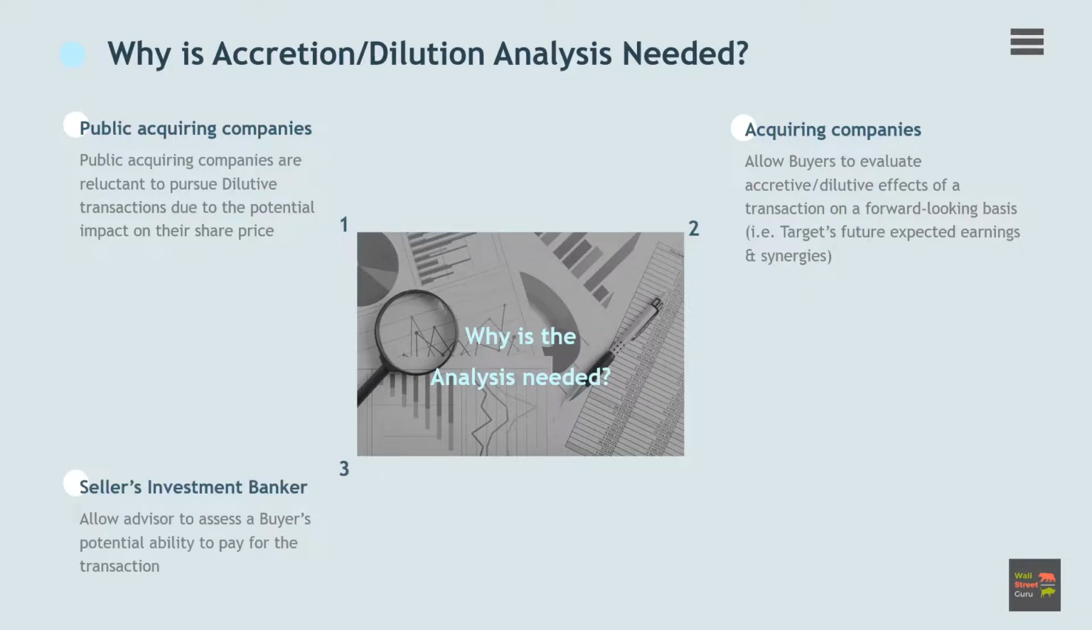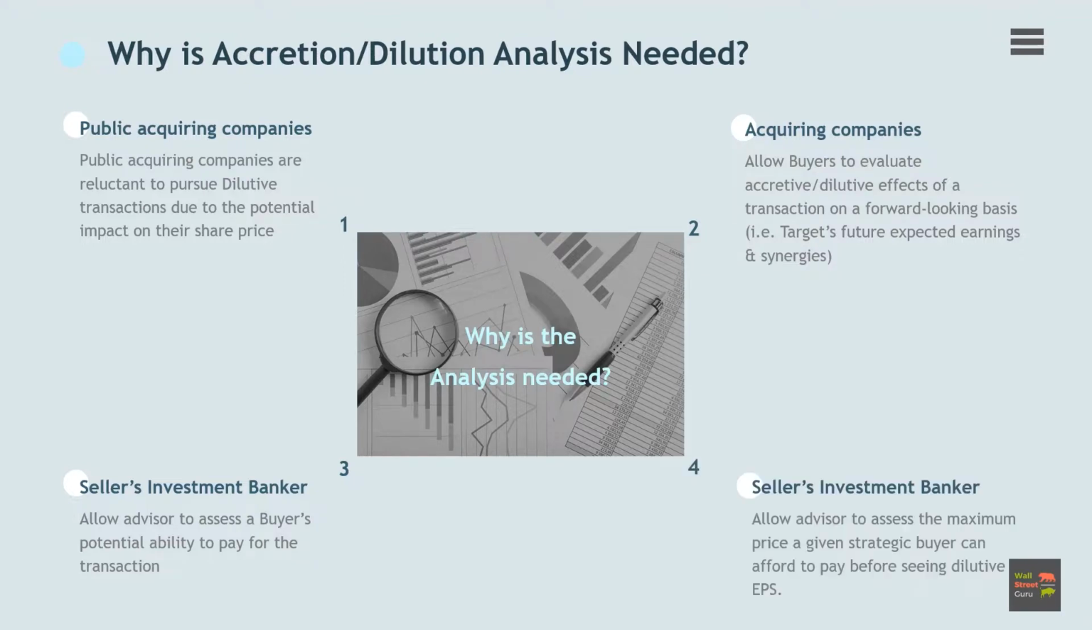From the seller's investment bank advisory perspective, the banker typically performs accretion dilution analysis for the public strategic buyers in the process to assess their ability to pay. This requires making assumptions regarding each specific acquirer's financing mix and cost, as well as synergies.